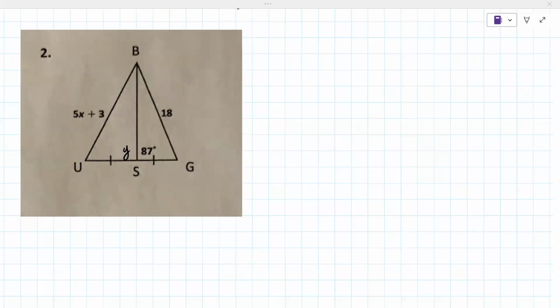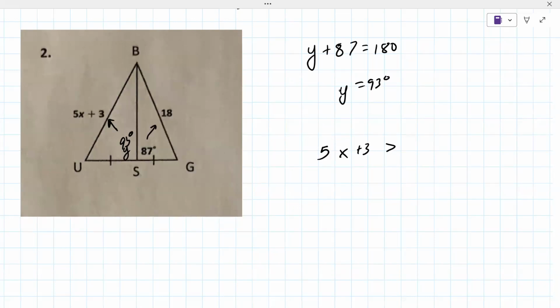180. Okay, so could you solve that for y, please? Sure. 93. Okay, so which is greater, the 93 or the 87? 93. So the side across from it is greater. 5x plus 3 is greater than 18.